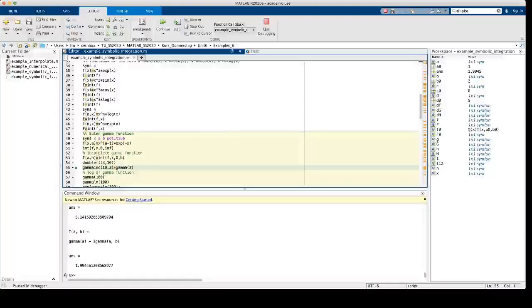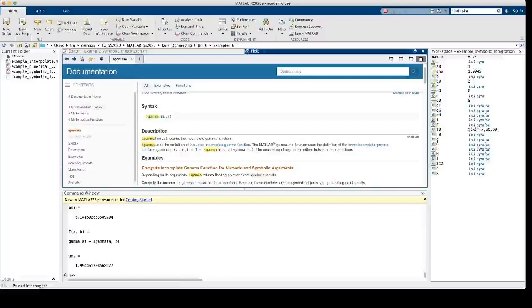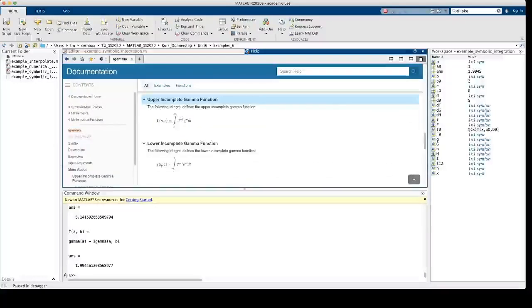So let's have a look in the help section. Let's look up igamma and gammainc. So igamma is the upper incomplete gamma function. It's the integral from the second argument to infinity over this function where a is the first argument of igamma. This is a corresponding lower incomplete gamma function, but the function igamma, which we are using here, is the upper incomplete gamma function.